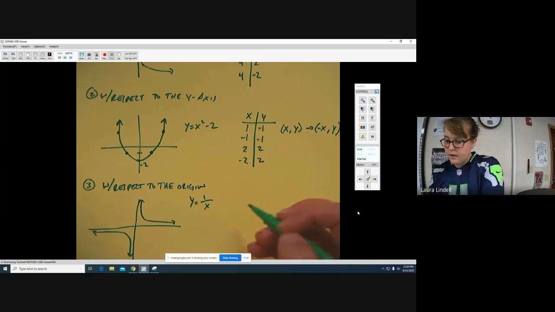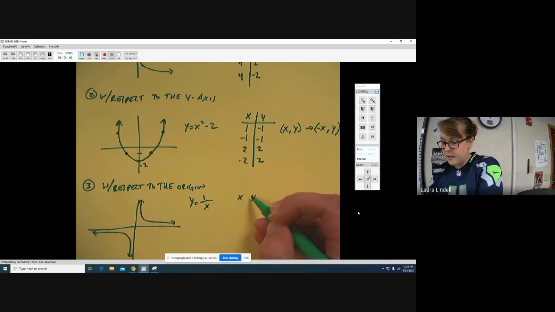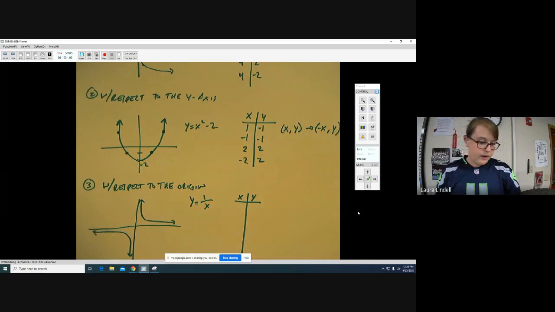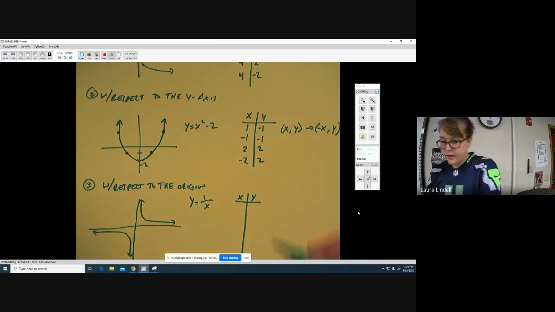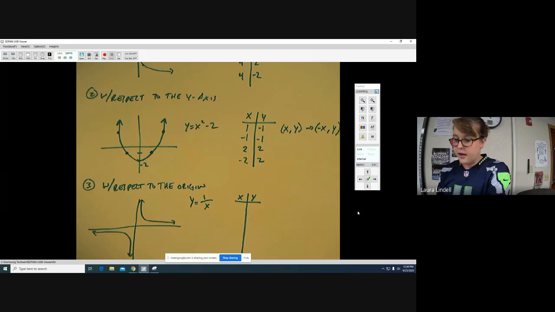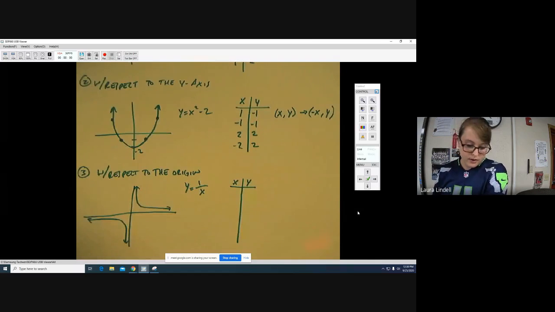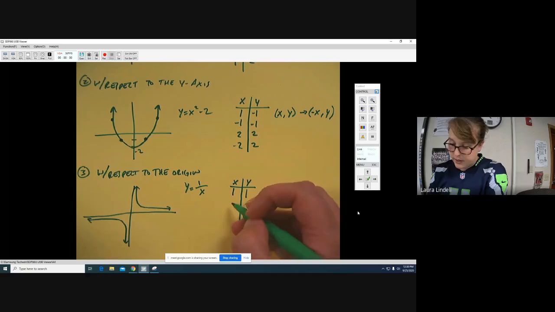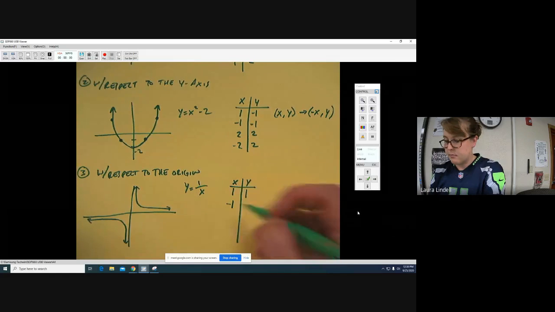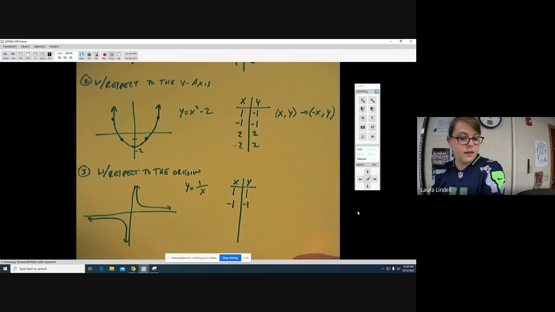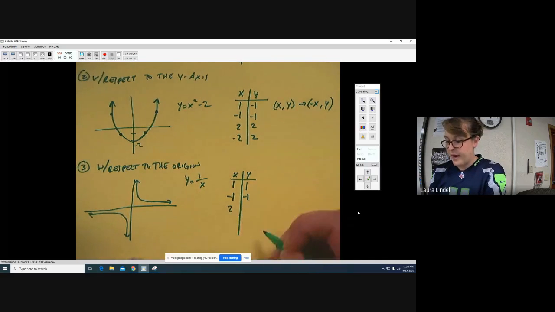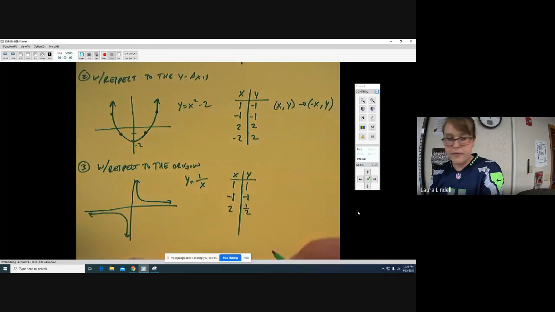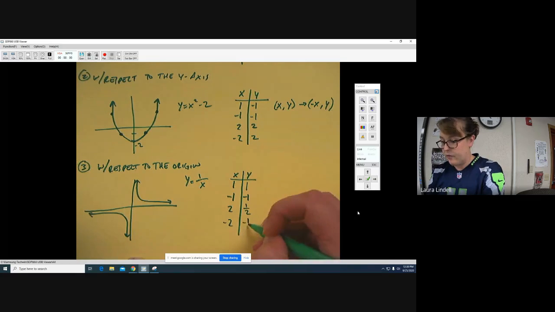Okay. So then we have the same idea with the chart going here. And you can tell based on the chart if we know what we're looking for. So we're going to make a rule for this as well. So for example, in this one, if I plug in 1 for x, my y value is 1. If I plug in -1 for x, my y value is -1. If I plug in 2 for x, my y value is 1/2. If I plug in -2 for x, my y value is -1/2.